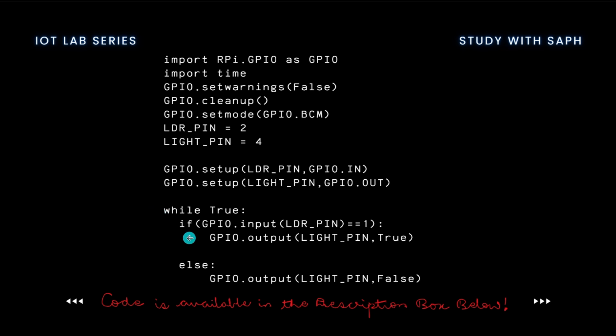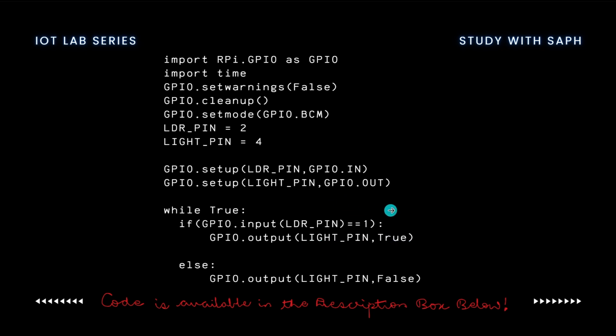Within the forever loop, we have the condition: whenever the input value detected by the LDR pin is true, that is, whenever the intensity of the light is very low and it is dark outside, the LDR pin's GPIO is in turn true. And when that happens, we will be igniting the LED pin using GPIO.output and setting the light_pin to true.